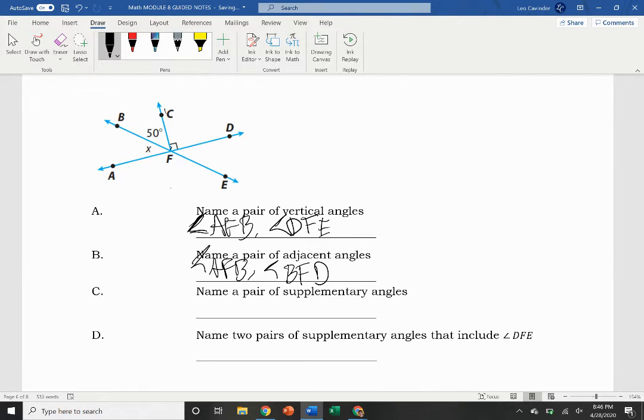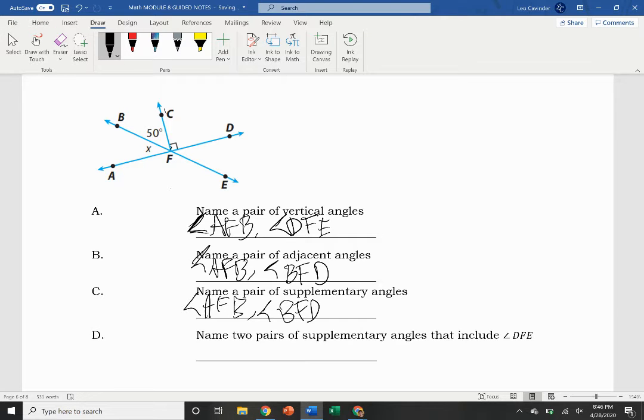Now we're going to name a pair of supplementary angles. Adjacent angles formed by intersecting lines are supplementary. So if we look again, AFB once again, along with BFD. Those two angles once again both fit into the same thing. Because if we look at it, once again, AFB along with BFD.